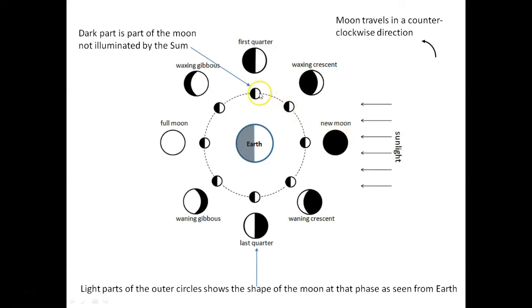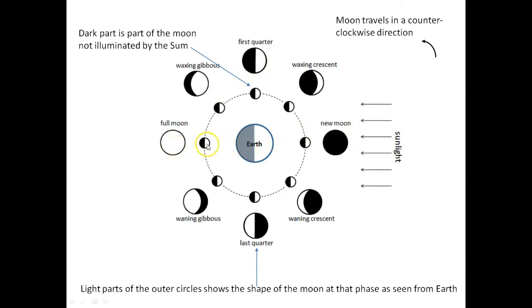When I go to my first quarter, half of my moon is illuminated. But if I draw an imaginary line like that through there, I don't see this half because these rays would be reflected off into space. But on this side of the moon, the light's reflected, so it lets me see a quarter of the moon.